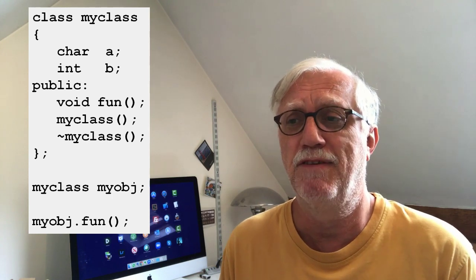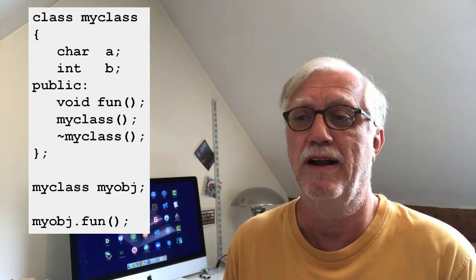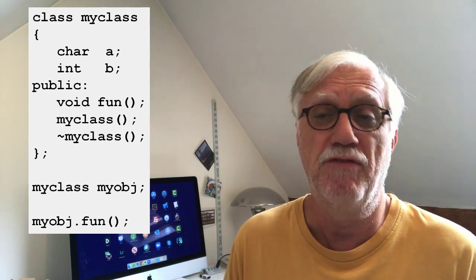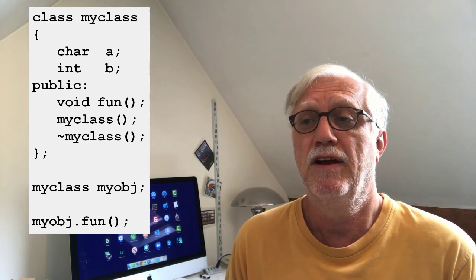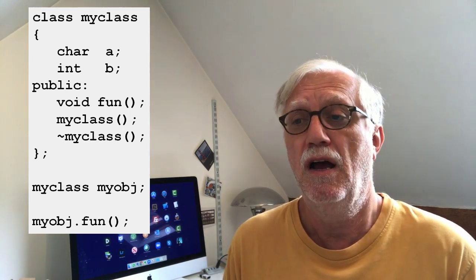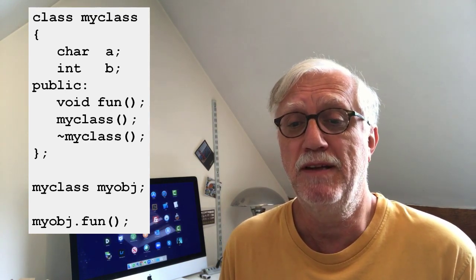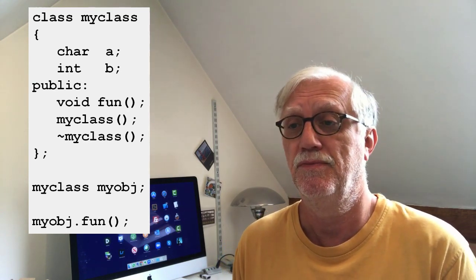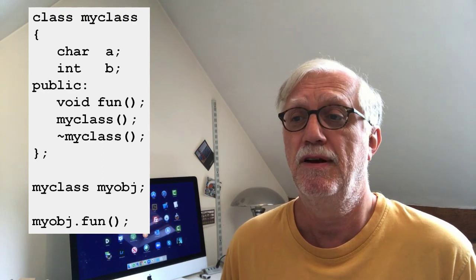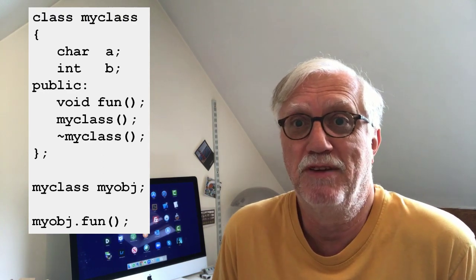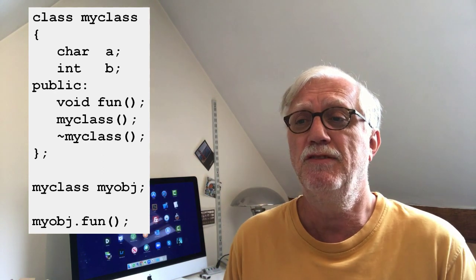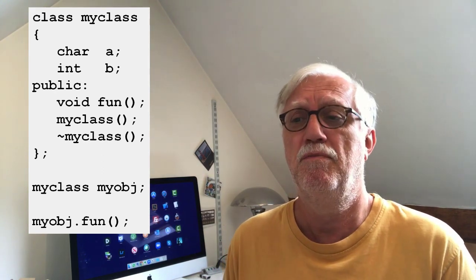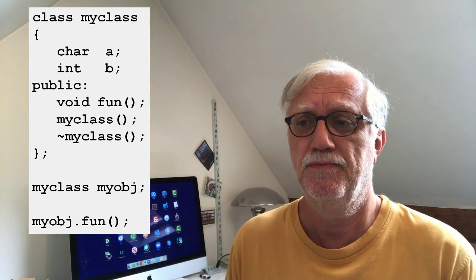Incidentally, I've included a couple of other functions inside this class here called myClass and tilde_myClass. These are the constructor and destructor. Another difference with classes is you can have a constructor and destructor which are run respectively when an object is created and when it goes out of scope. So myClass would set things up and tilde_myClass would shut them down, whatever that means. So that's a class. It looks a bit different to a structure, as you can see, syntactically similar, but a bit different in terms of its capabilities.